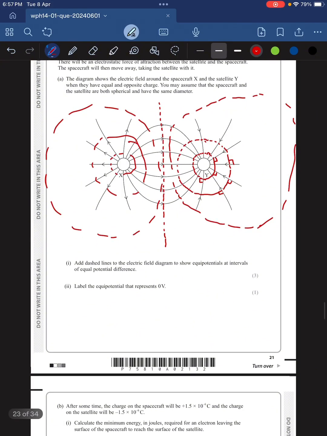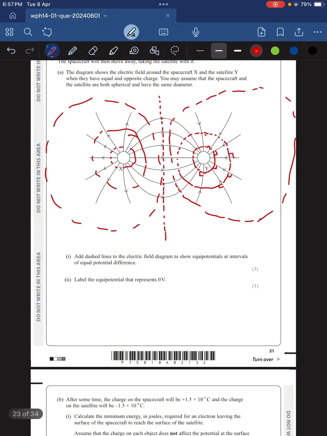Now label the equipotential that represents 0 volts. So this is going to be exactly in the middle between the two charges, okay? So 0 volts in the middle. And let's move on.